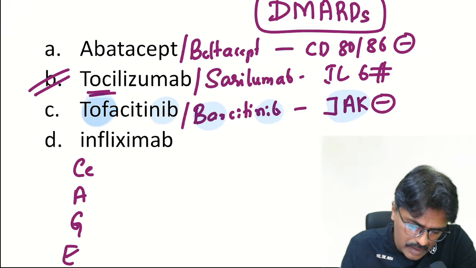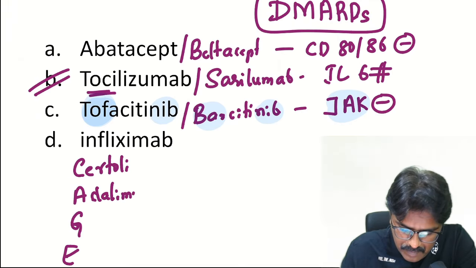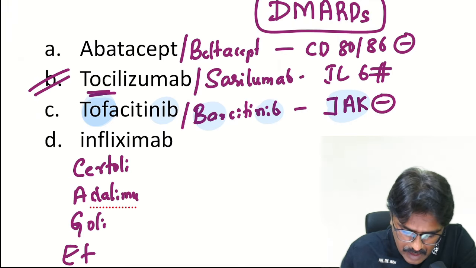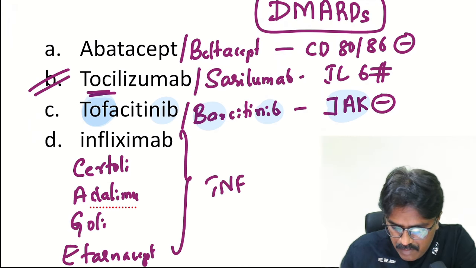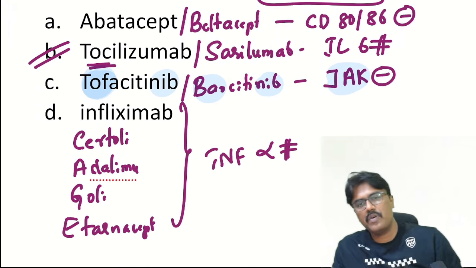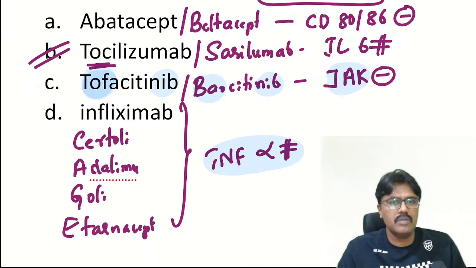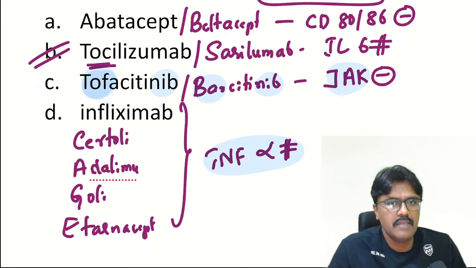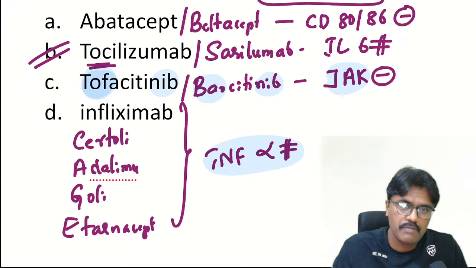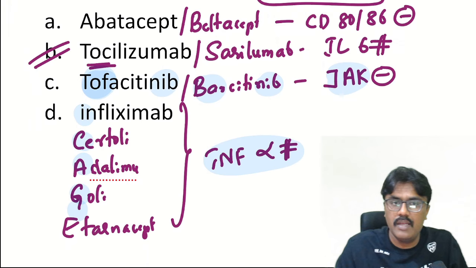certolizumab, then adalimumab, golimumab, and etanercept. These are TNF alpha blockers. They are also used for rheumatoid arthritis. But when you are giving a TNF alpha blocker, you have to rule out cancers, you have to rule out hepatitis B, and you have to rule out tuberculosis, because they can flare up the cancer and infections. So remember the mnemonic for TNF alpha blockers, ICE AGE. The song is Infli, Adali, Serto, Goli, like that.